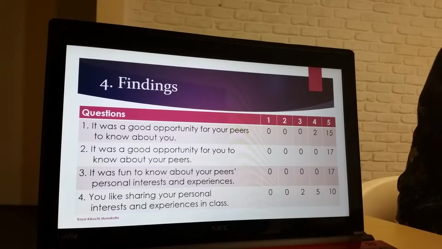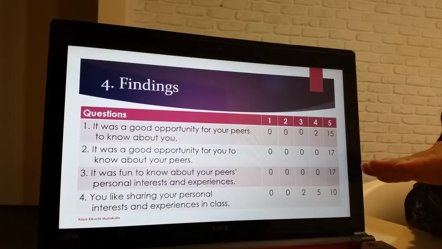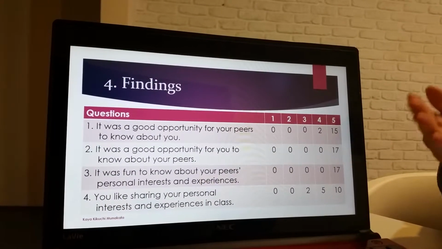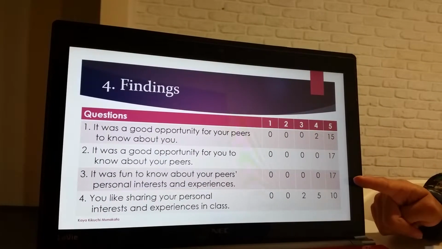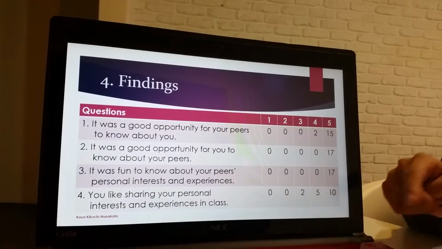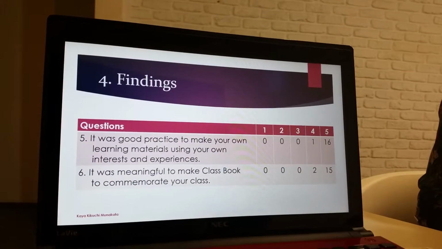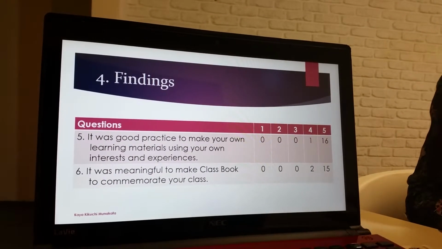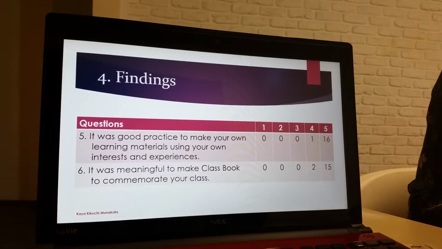The respondents' reaction was quite positive. First of all, according to these 4 questions, 1 to 4, almost all the respondents got to know more about their peers and also had their peers know more about them, finding it interesting to share their personal interests and experiences with their peers without any major hesitation. In addition, these 2 questions reveal that the students were highly capable of or in favor of managing their own learning by making their own learning materials using their actual interests and experiences.